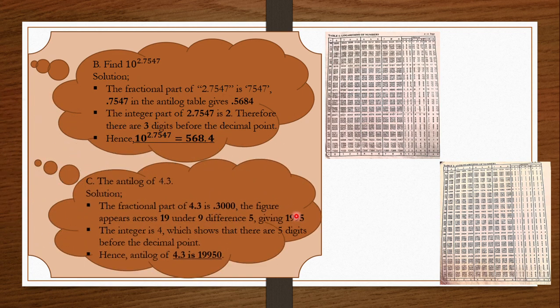The next question is the antilog of 4.3. Here, the fractional part is 3. And since we are going to use a 4-figure table, we have to change it to 4 figures. So it will be 0.3000, using the log table. Let's zoom in.